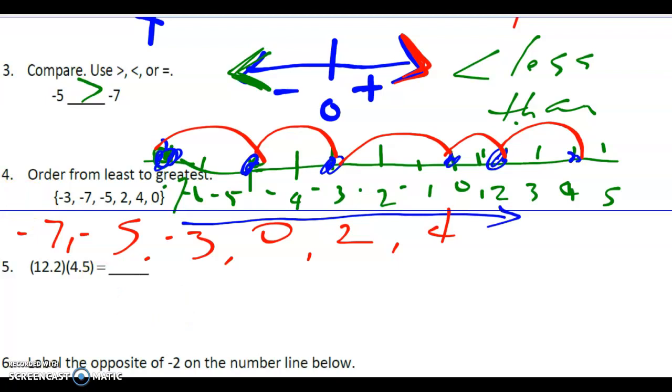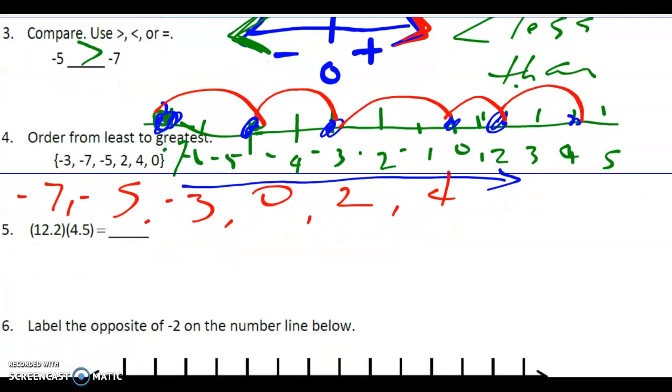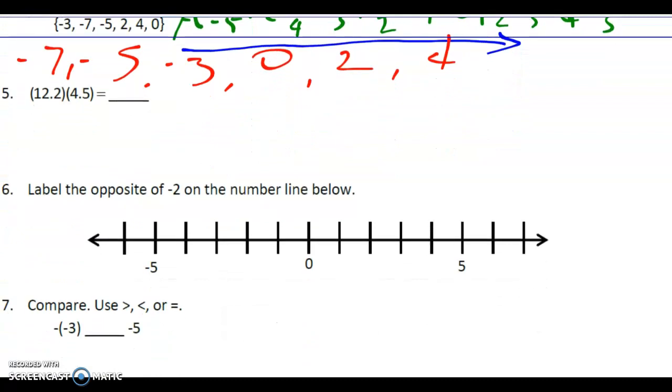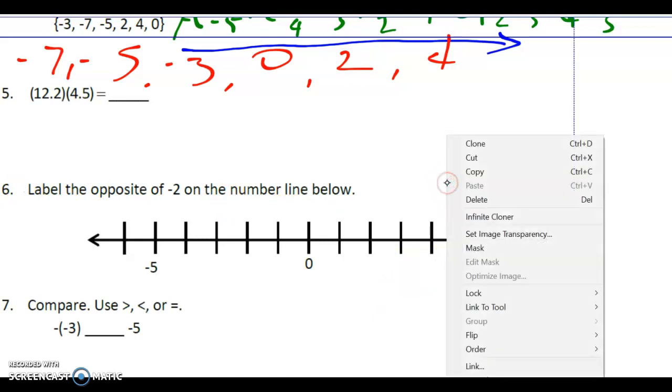Number 5, they want us to find the product of 12.2 and 4.5. When they say product, what they are saying is when you multiply the two numbers together, what will your solution be?